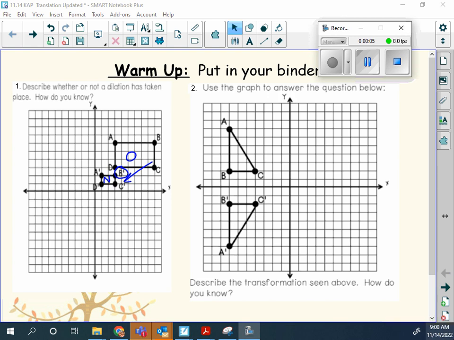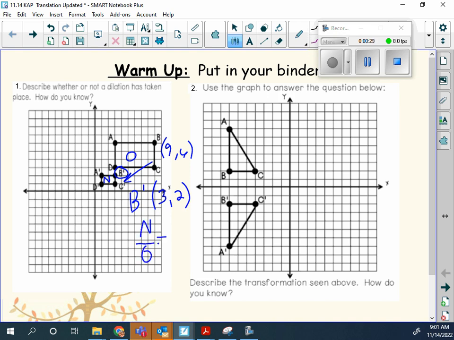So you wrote down your points, is that what you're saying? So B is what? No one's gonna tell me things. 9, 6, right? And B prime, what do y'all get? 3, 2, okay. And then what? If you put new over original, 3 over 9 would be 1/3. Okay? Anybody have a question about that one?